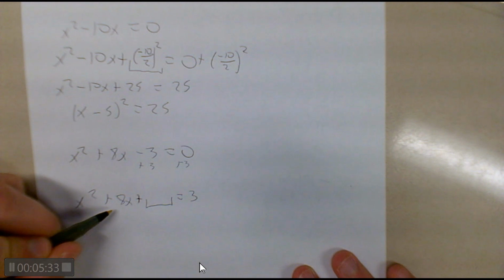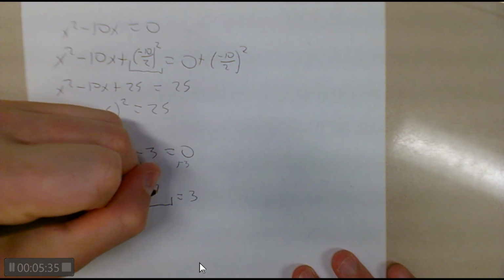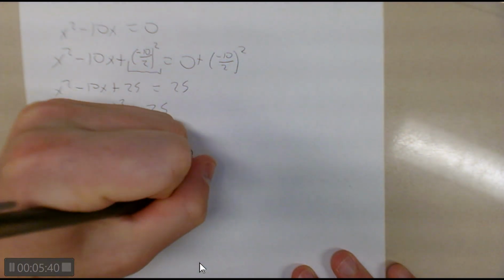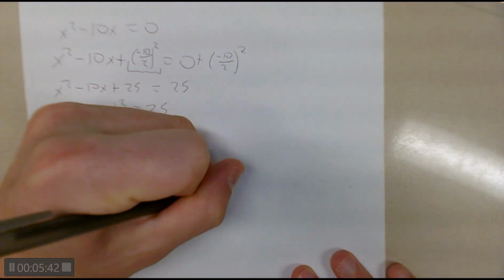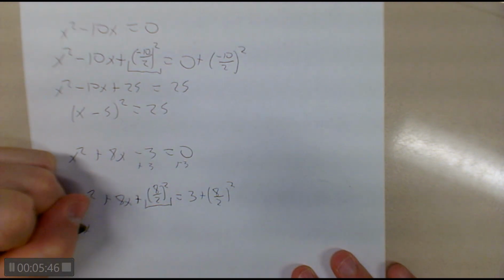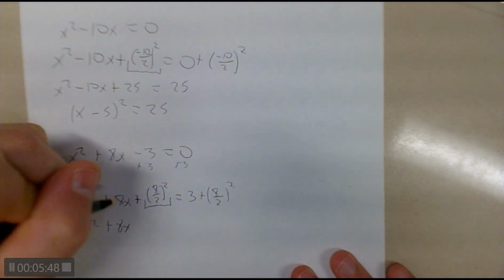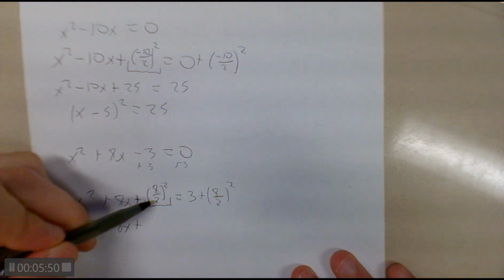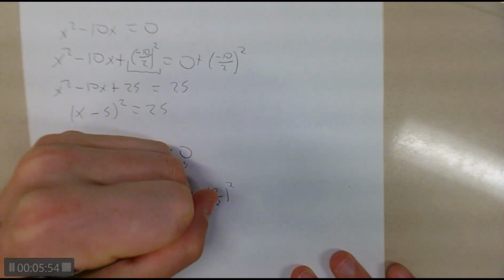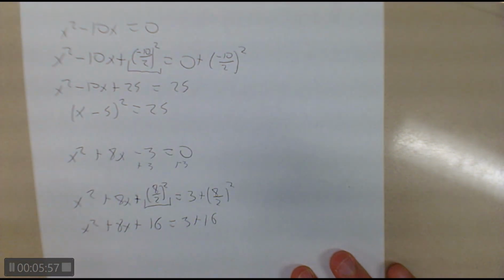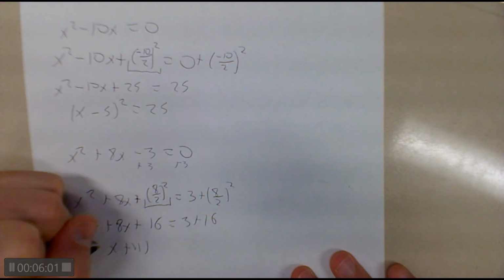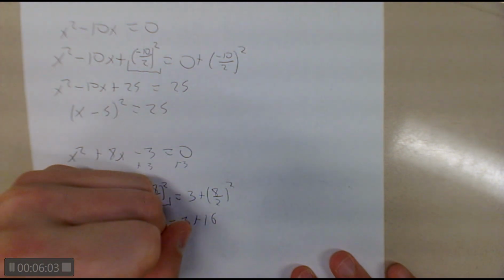Then we have to add in our magic number. Magic number is 8 over 2 squared. Then we're going to simplify. X squared plus 8x plus 8 over 2 is 4. 4 squared is 16. Equals 3 plus 16. Factor and keep simplifying. We have x plus 4 squared equals 19.